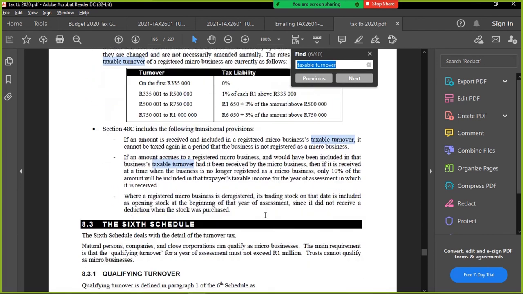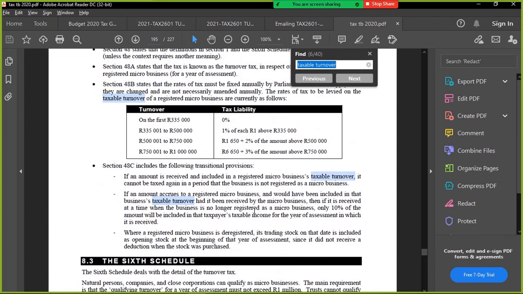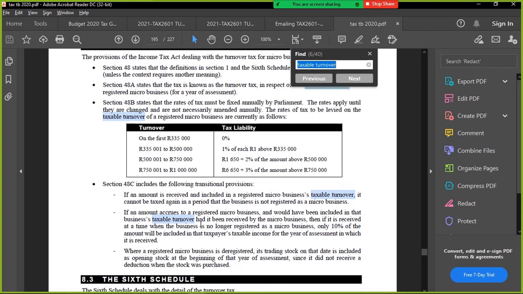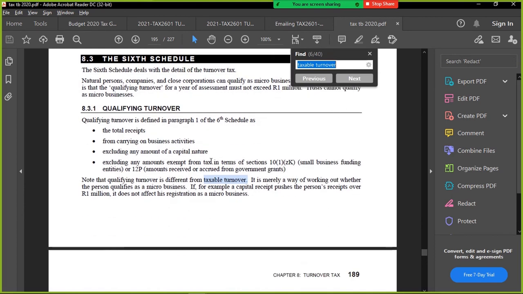Okay, we just need to find the requirements. I think this is it actually. Yeah. No, this is just talking about the amount. No, that's taxable turnover. That's not quite right. I'm looking for something better than that. Oh, here, qualifying turnover. There we go. That's it. Total receipts, carrying on business activities, excluding those of a capital nature, excluding any amounts exempt in terms of tax according to that section. Remember that.